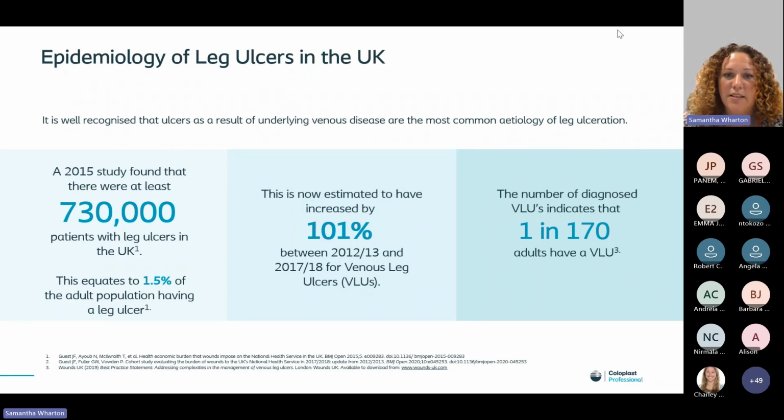It's estimated that this number has actually increased between 2012-13 and 2017-18. So that's looking at the Julian Guest et al. data. We know that 1 in 170 adults have a venous leg ulcer. So those figures are really quite high, and we know that there's an issue with patients with wounds on their lower limbs not getting the right diagnosis, not having that wound diagnosed as either venous, arterial or mixed. And we know that we need to be improving that to make sure that our patients have better outcomes.